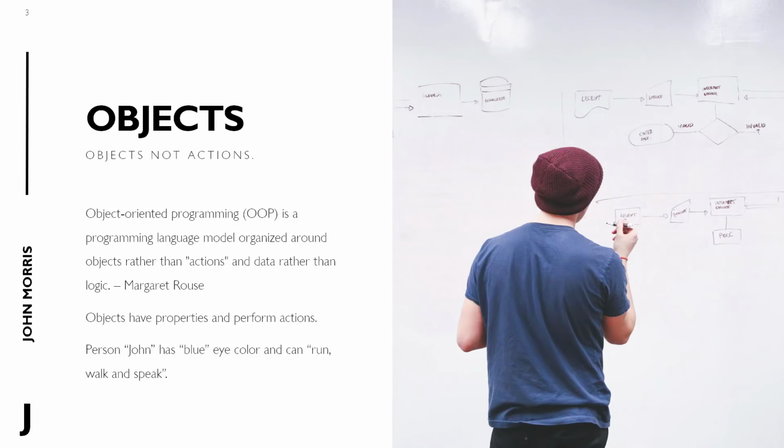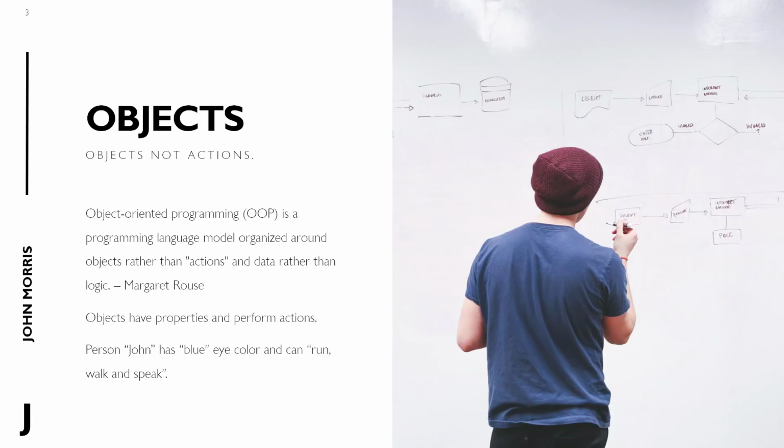All right, so again, to get to the core of this, when you talk about object-oriented programming, it's really about objects, not actions. Margaret Rouse has a really good definition that she uses. She says object-oriented programming is a programming language model, or some people use the word paradigm instead of model, organized around objects rather than actions, and data rather than logic. And so you have objects that are the focus of this.